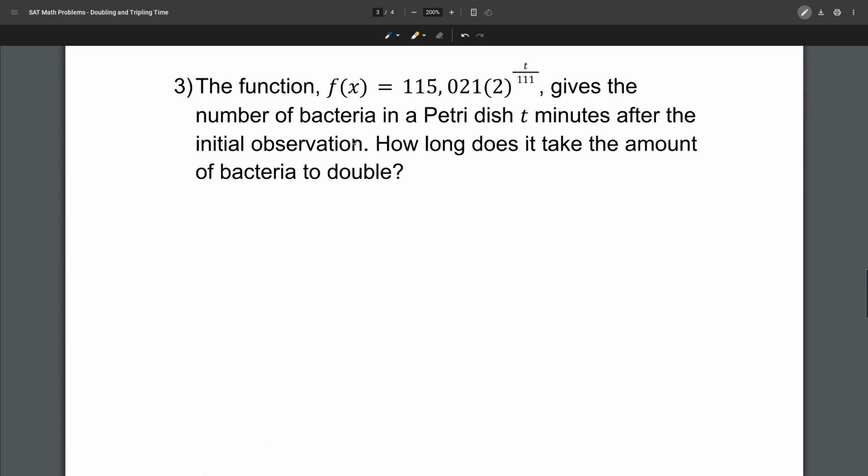So problem 3, the function f of x equals 115,021 times 2 to the t over 111th power gives the number of bacteria in a petri dish t minutes after the initial observation. How long does it take the amount of bacteria to double? Okay, so it's going to double when, again, just like the other ones, when t over 111 equals 1. That's the first time it doubles.